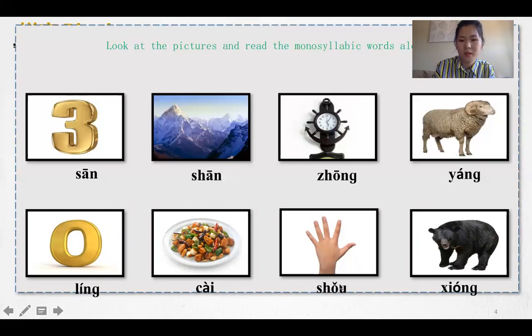This one. 手. Sh and o. 手. So xi, remember this one in Mandarin is xiong. Xiong means bear. Xiong.